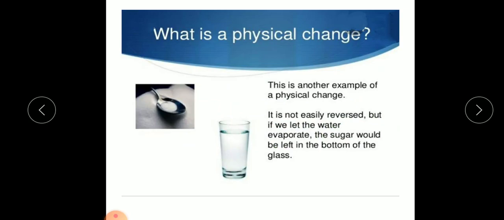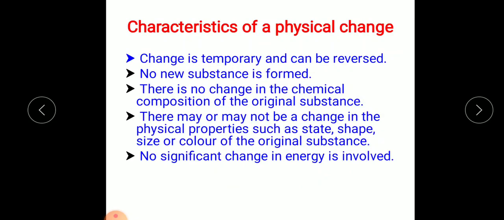There is another example of physical change. Instead of salt, you can take sugar as well. It is not easily reversed, but if you let the water evaporate, the sugar would be left in the bottom of the glass. So it is a physical change. Next, we'll see the characteristics of physical change.